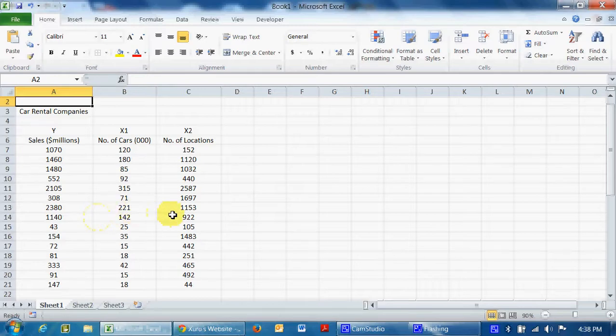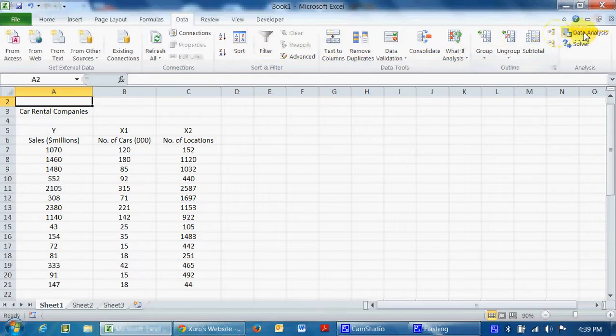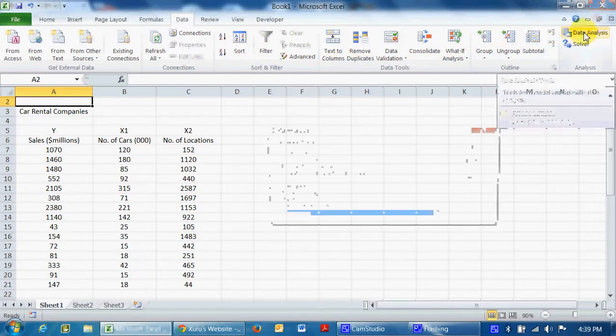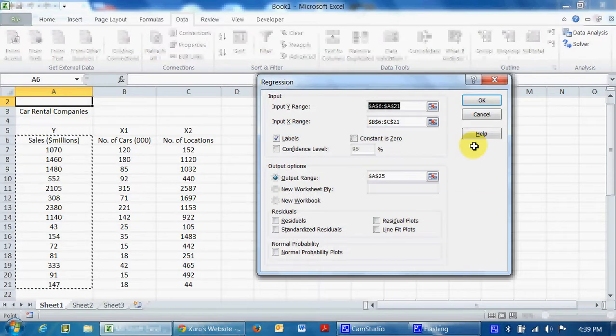Okay, so what we have here is a fairly simple multiple regression situation. How we're going to solve this is we're going to go to Data, Data Analysis, and you should have that tool pack already installed. If you don't, please consult one of the previous videos. We're going to input our Y range, so I have Y range already selected there.